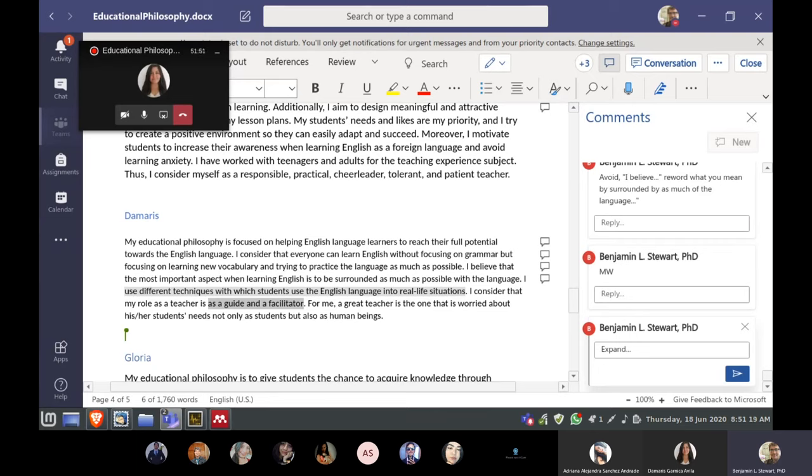You want to show, not tell. So if you're going to use the word "facilitator," I don't think I would use both a guide and a facilitator. I would say "I facilitate." When you say that your role is one thing or two things, you're actually limiting yourself. And I know we all want to be a guide. We all want to be facilitators. We want to help and assist learners in the process. But you know, sometimes assisting students means not being a facilitator.